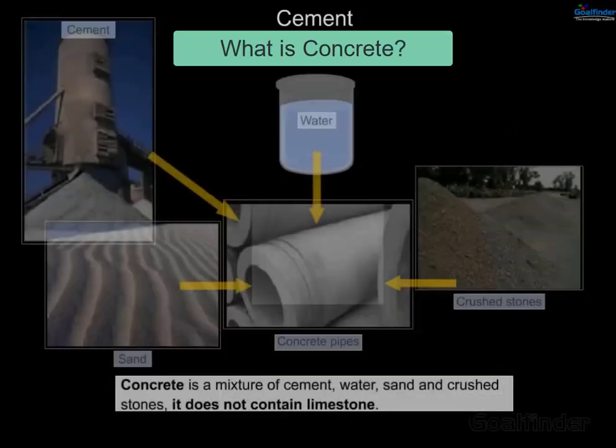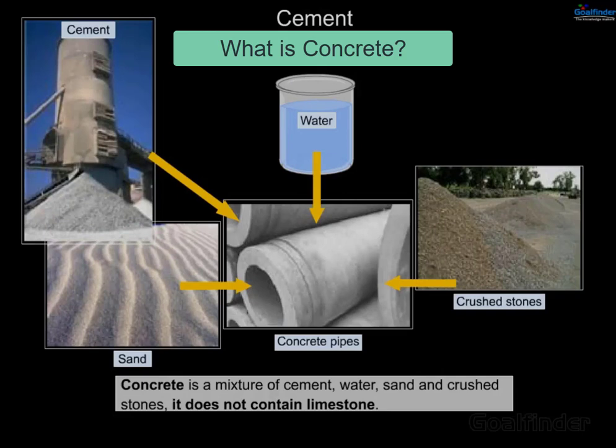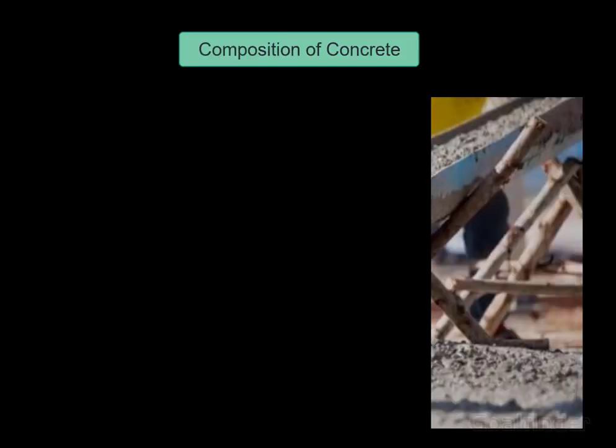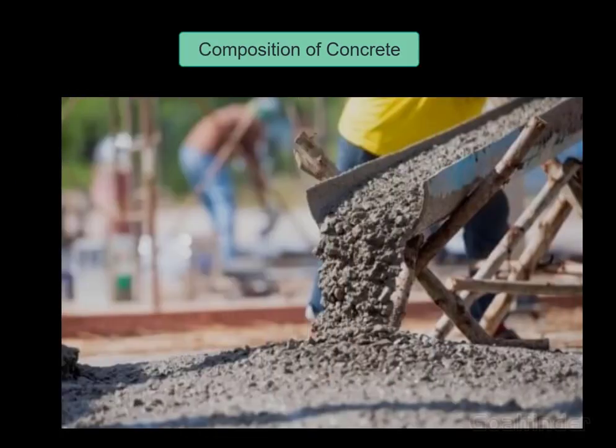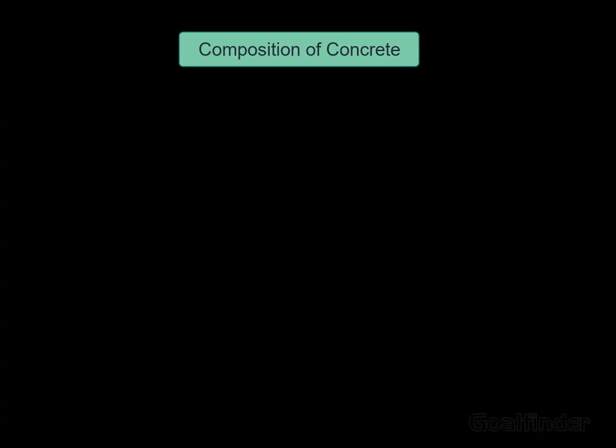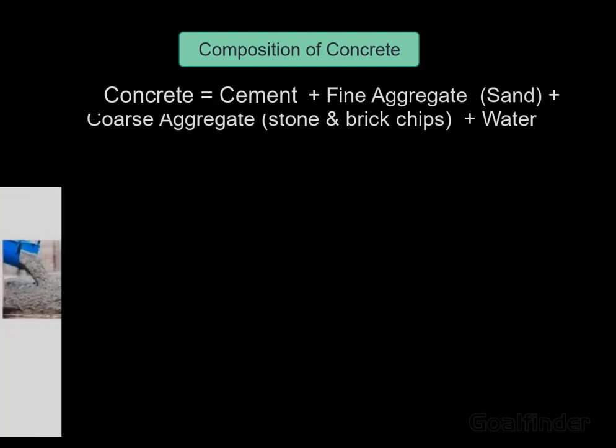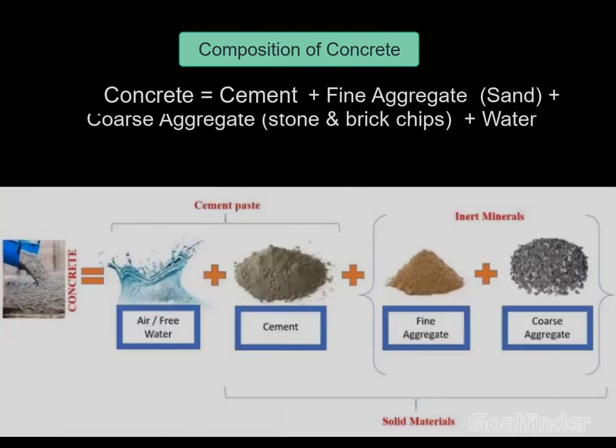What is concrete? Concrete is a mixture of cement, water, sand, and crushed stones. It does not contain limestone. Composition of concrete. Concrete is made up of cement plus fine aggregate sand plus coarse aggregate consisting of stone and brick chips plus water.